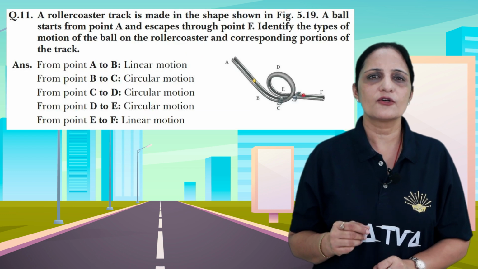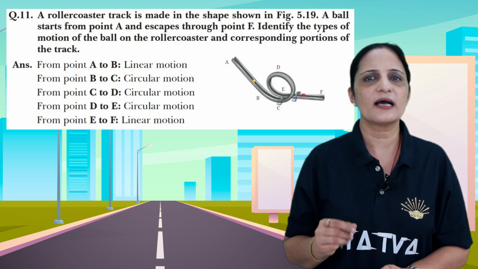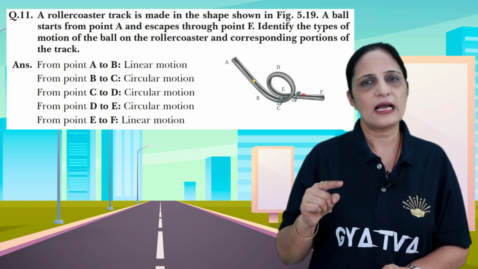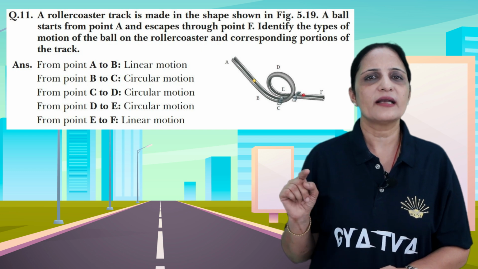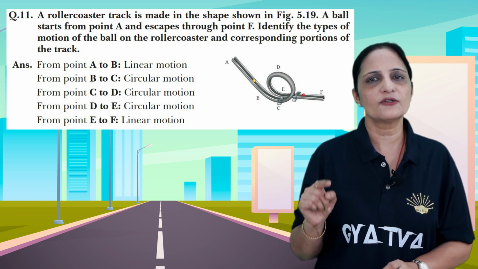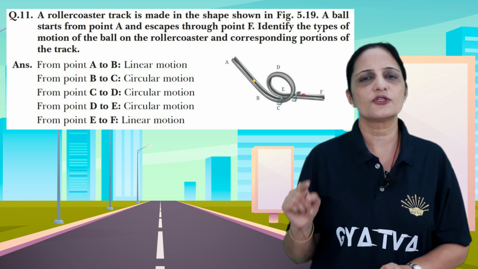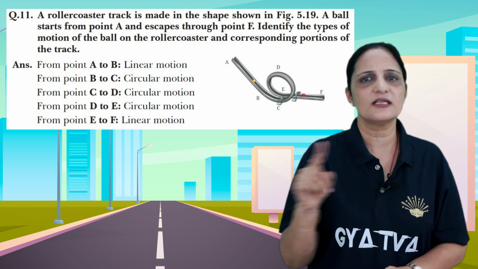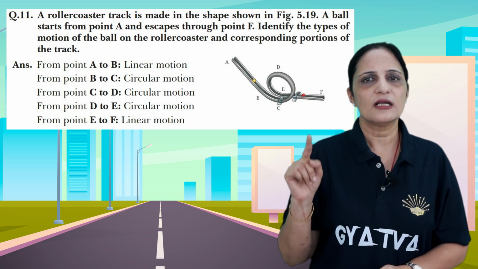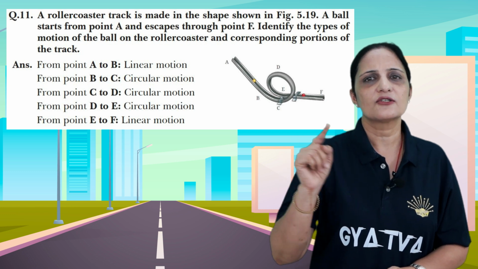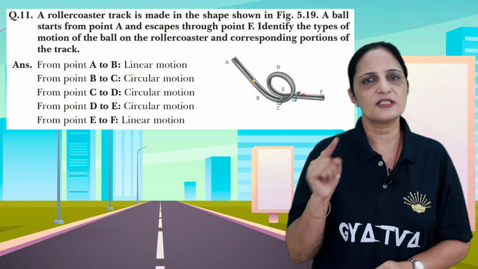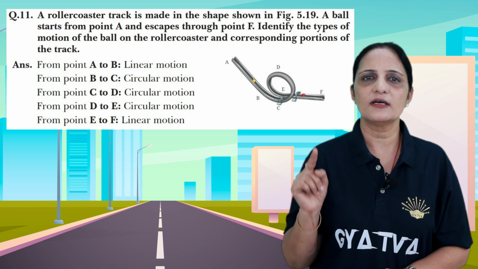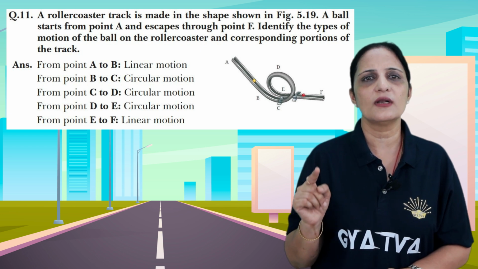क्वेश्चन नंबर 11. अ रोलर कोस्टर ट्रैक इज मेड इन द शेप एज इट इज शोन इन द फिगर 5.19. अ बॉल स्टार्ट्स फ्रॉम पॉइंट ए एंड escapes through point E. You have to identify the types of motion of the ball on the roller coaster and corresponding portions of the track. अब देखिए, जब वो पॉइंट ए से बी पे जा रहा है तो सीधा जा रहा है, सो इट इज़ अ लीनियर मोशन. जब बी से जाता है सर्कुलर पाथ आ जाता है, सो दैट विल बी अ सर्कुलर मोशन. सी टू डी अगेन इट इज़ कंटिन्यूइंग इन अ सर्कुलर पाथ, सो दैट विल बी अ सर्कुलर मोशन. डी टू ई अगेन इट इज़ अ सर्कुलर मोशन.